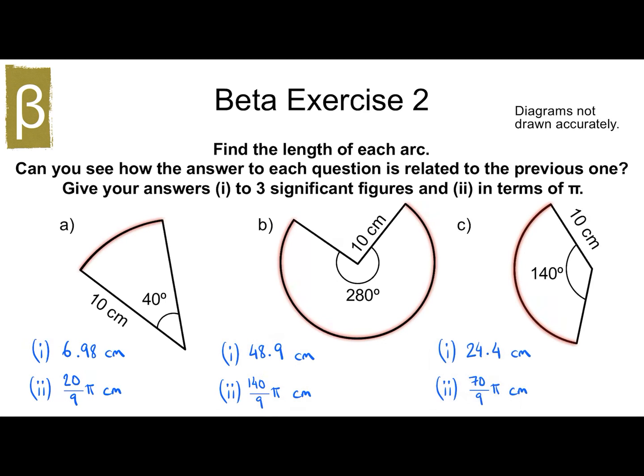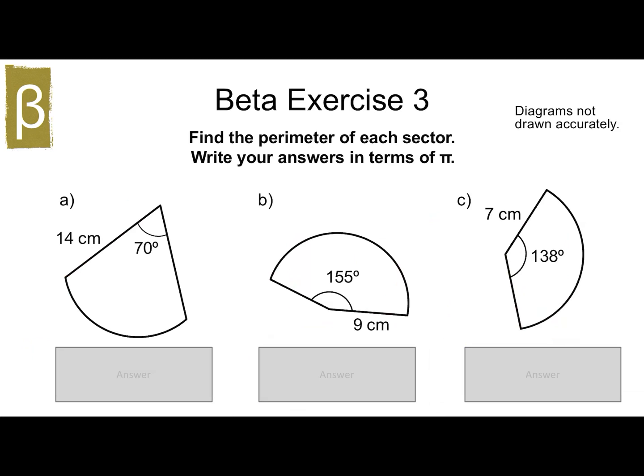There's the answers. And finally, can you find the perimeter of each of these sectors and write your answer in terms of pi? So be really, really careful. We want the perimeter. We need to find first the arc length and then add on the 2 radii, because perimeter means the distance around the entire shape. So that's an arc length plus 2 radii. Stop your video and have a go.